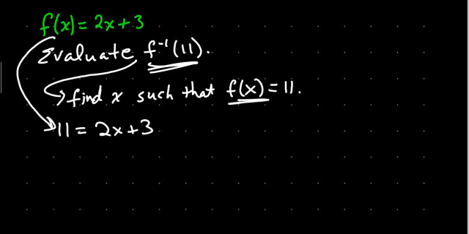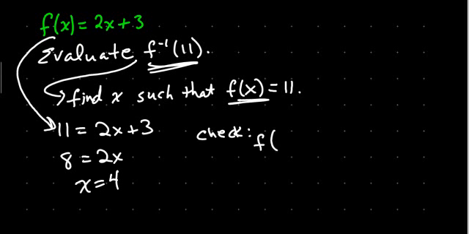Subtract 3 from both sides and we get 8 equals 2x. Divide both sides by 2 and we get x equals 4. Okay, so let's check that f of 4 equals 2 times 4 plus 3. That's 8 plus 3 is 11. So equals 11, and we are fine. And we will come back and do that another way here in just a second.